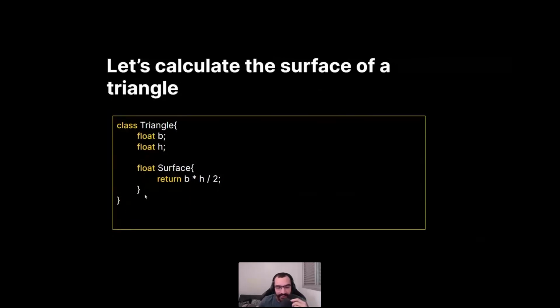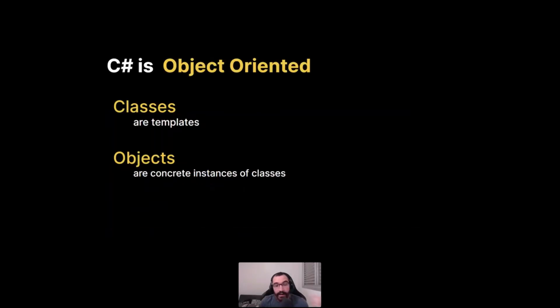And then I can calculate the surface just by returning something similar to multiplying the bases by the height, dividing by 2. So it's very similar to how I would solve that problem in real life, like using pen and paper, but in a computer language. So this is the advantage of using C#. We call C# an object-oriented language.